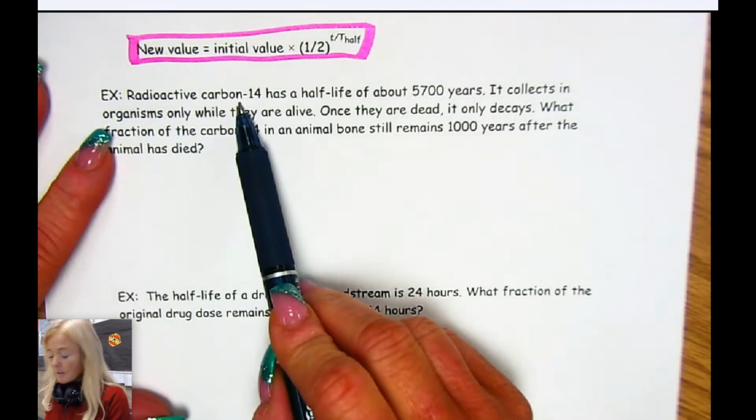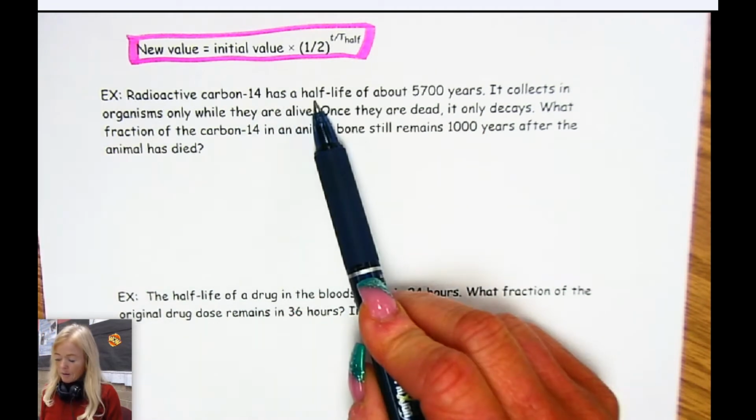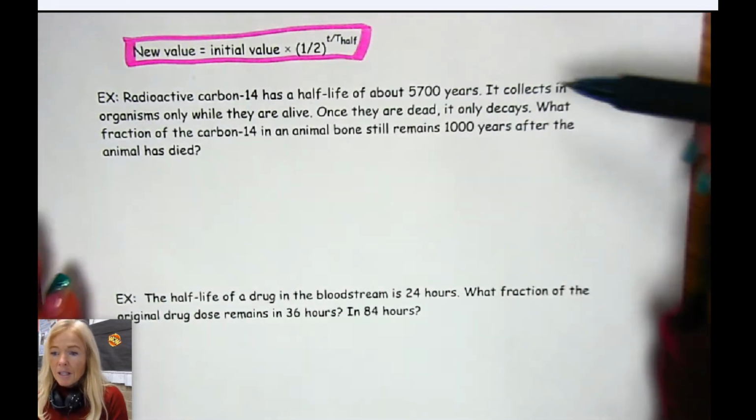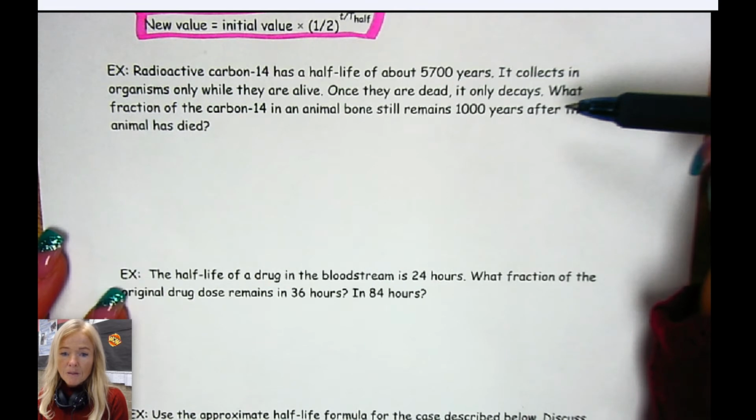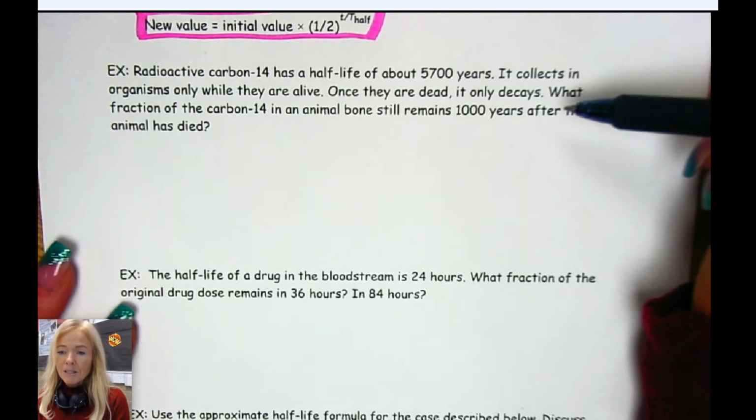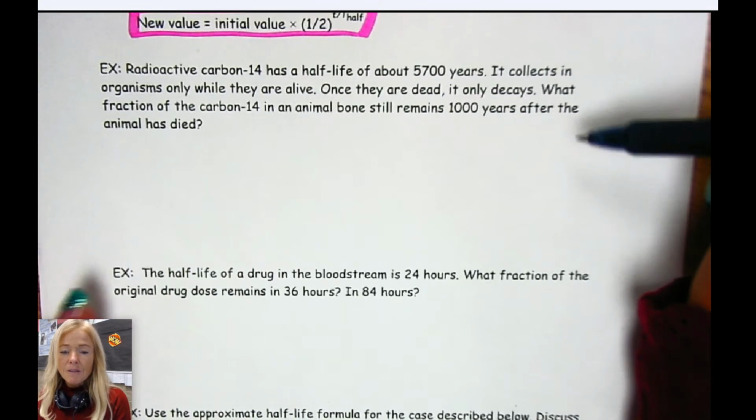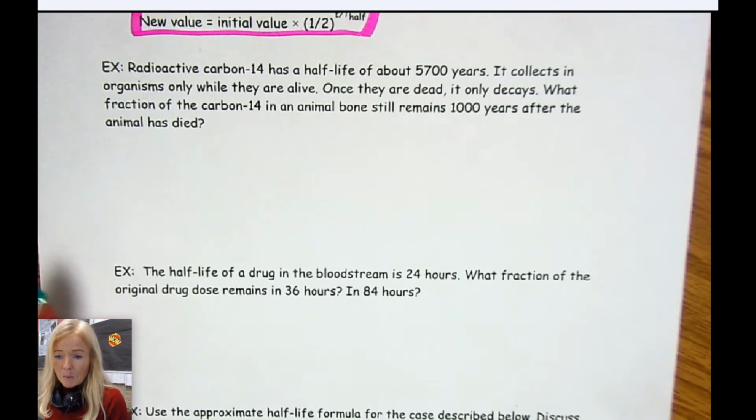First example, radioactive carbon-14 has a half-life of about 5,700 years. It collects in organisms only while they are alive. Once they are dead, it only decays. What fraction of the carbon-14 in an animal bone still remains 1,000 years after the animal has died?